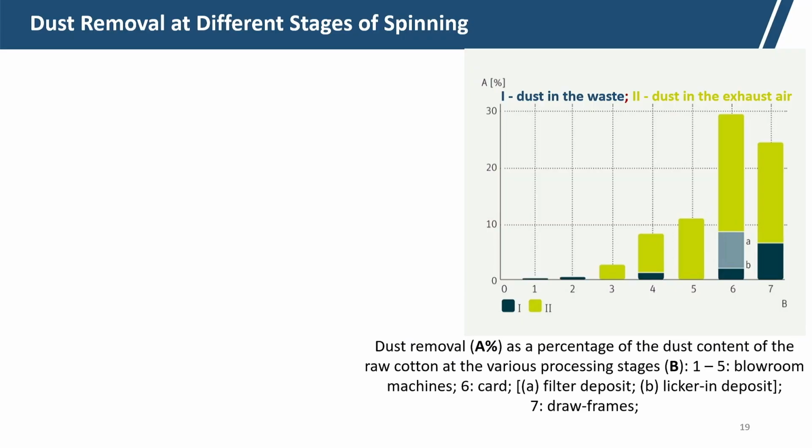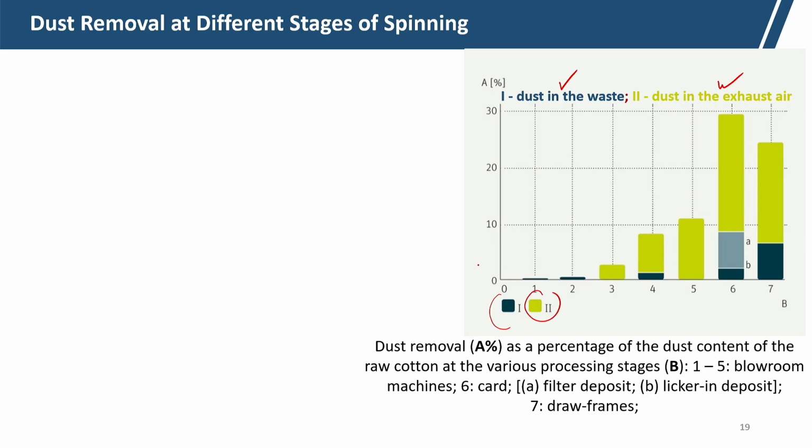Now, it is a very important diagram. It shows dust removal at different stages of spinning. Here, the dark blue color shows the dust in waste, and the green color is the dust in the exhaust air. Dust in waste and dust in exhaust air.